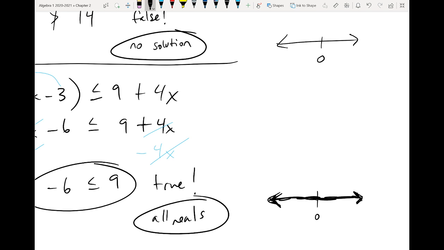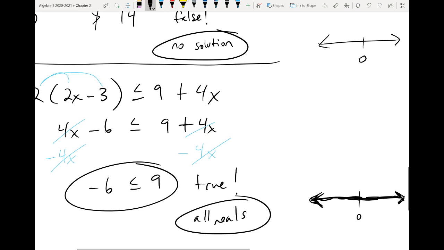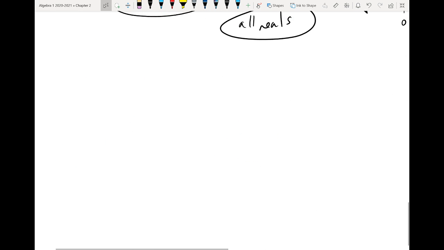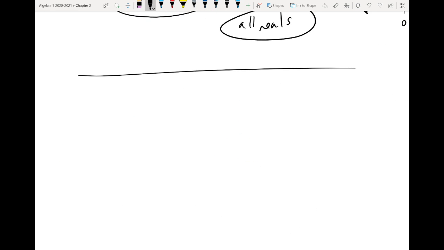But I don't need you guys to do that. When we have no solution or all real numbers as our answer, I don't need you guys to provide me the graph. Only when we have it for our other inequalities.